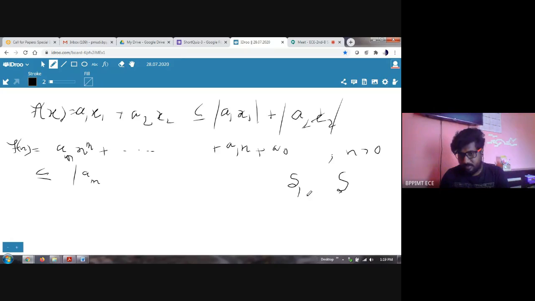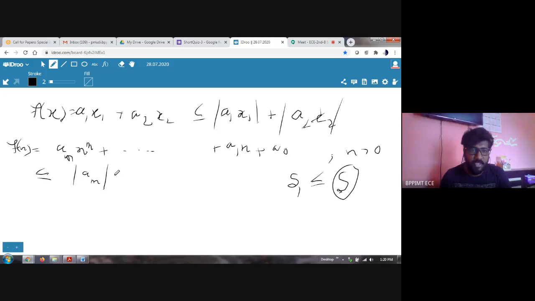Suppose that is s1. Then s1 should be less than or equal to s. It will be equal to s if all the coefficients are positive, and it will be less than s if at least one coefficient is negative. So how to represent this s, where all the coefficients are positive? That's why I am applying modulus.